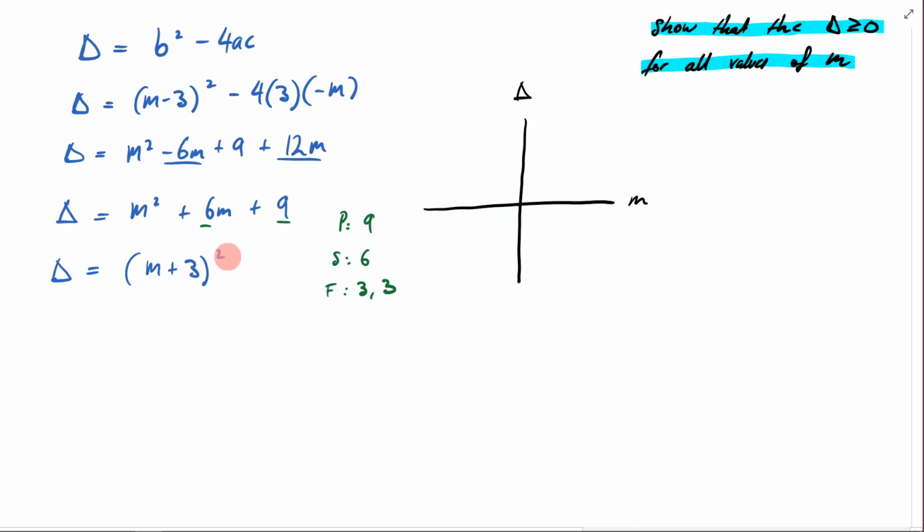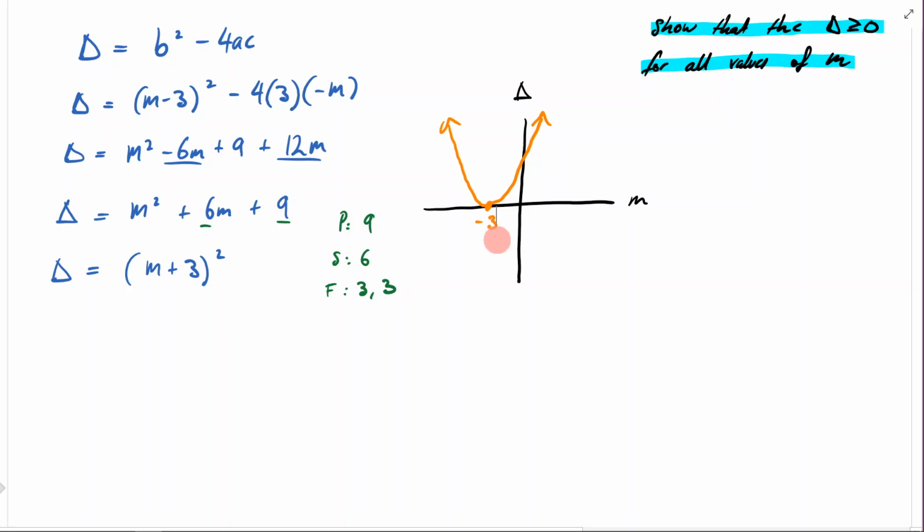It's a perfect square. Let's think about what a perfect square looks like. So in this case, it's been moved 3 to the left. It's going to look like this. Okay, this is very important, everyone. What do you notice here?